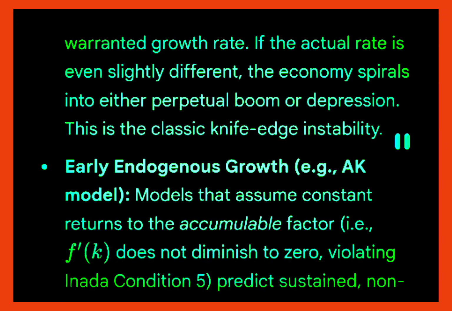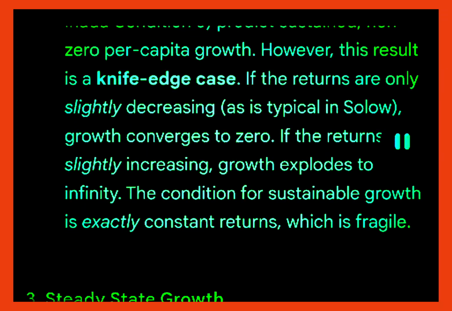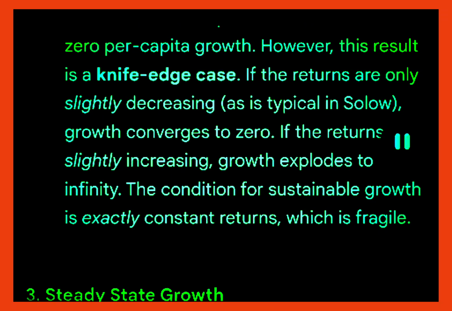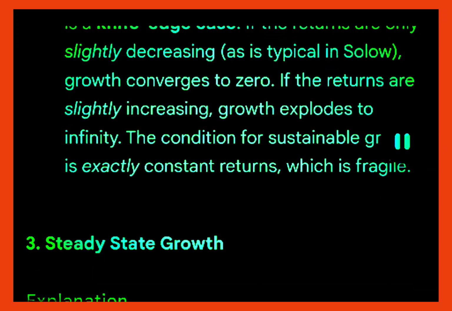Early endogenous growth, e.g., AK models, assume constant returns to the accumulable factor, i.e., f'(k) does not diminish to zero, violating Inada condition 5, and predict sustained, non-zero per capita growth. However, this result is a knife-edge case. If the returns are only slightly decreasing, as is typical in Solow, growth converges to zero. If the returns are slightly increasing, growth explodes to infinity. The condition for sustainable growth is exactly constant returns, which is fragile.